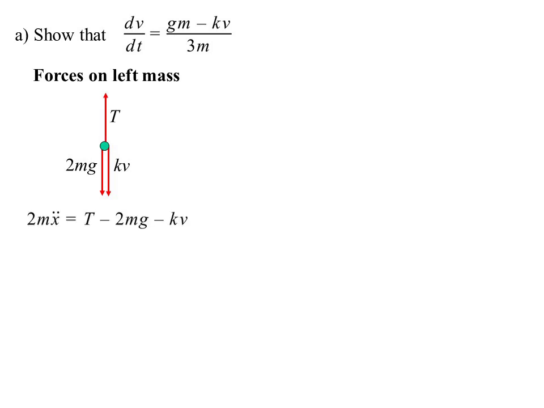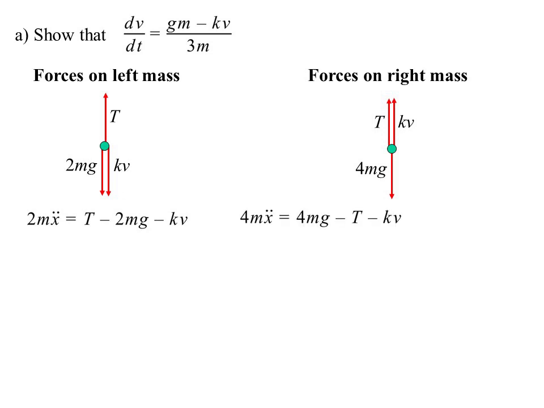Resultant force vertically would be 2m x double dot is T minus 2mg minus kV. Now if we look at the right hand side, that mass has got 4mg, the force due to gravity. Its resistance though will be going up because it's going down, opposite direction. Tension is going up with this one as well, and it's got to be the same tension because it's the same string. So basically it's the tension that links these two systems together. So 4m x double dot is 4mg minus T minus kV.